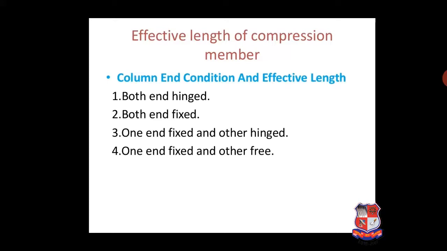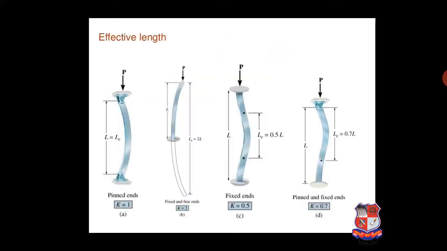Under ideal conditions, the boundary condition of a column may be idealized in one of the following ways. First one is both ends hinged, second one is both ends fixed, third one is one end fixed and other hinged, fourth one is one end fixed and other free. These are all given to you in the IS 800 code with figure. So what the effective length is, depending on the end condition, will be seen in the next figure.